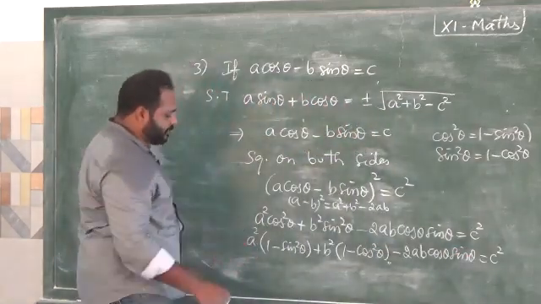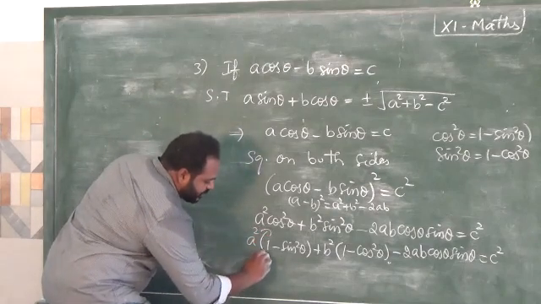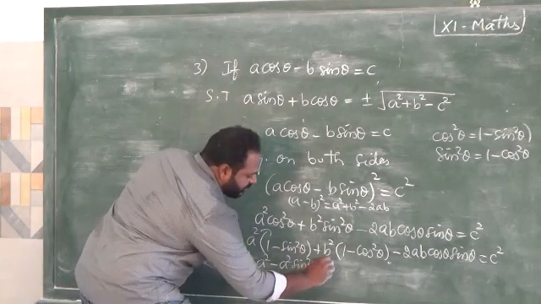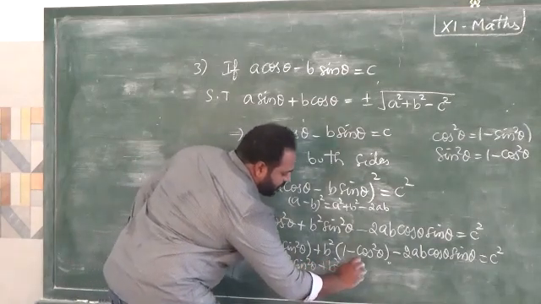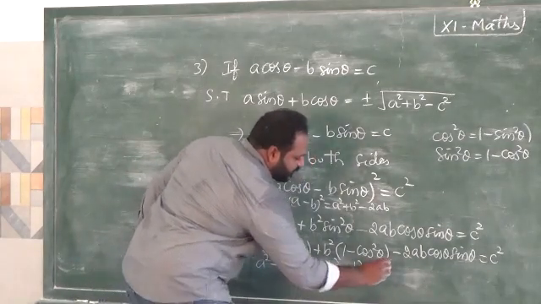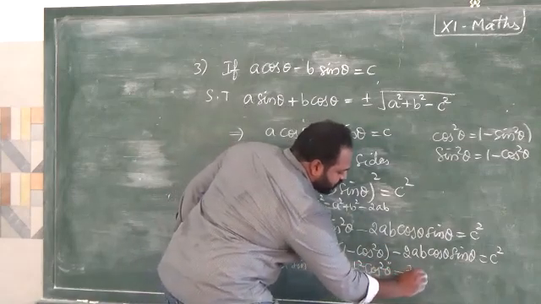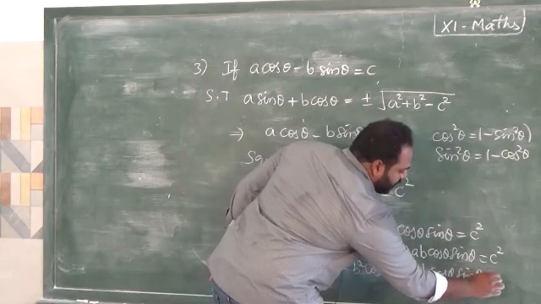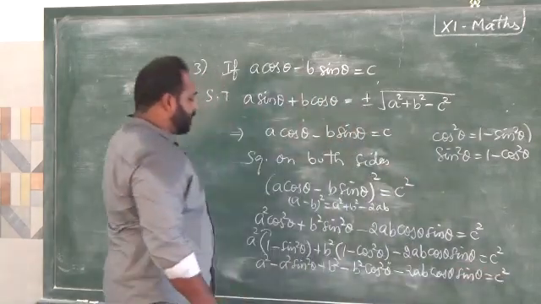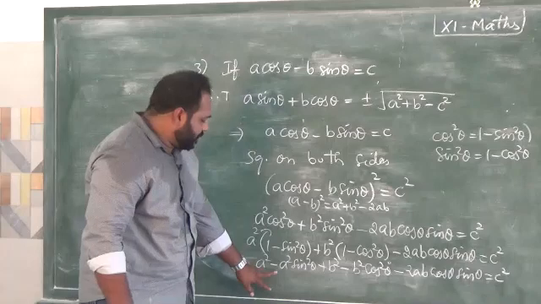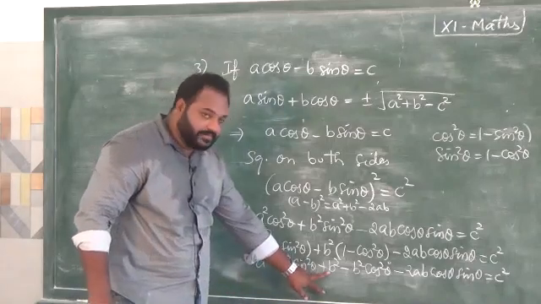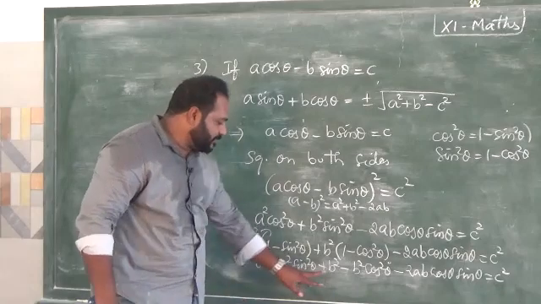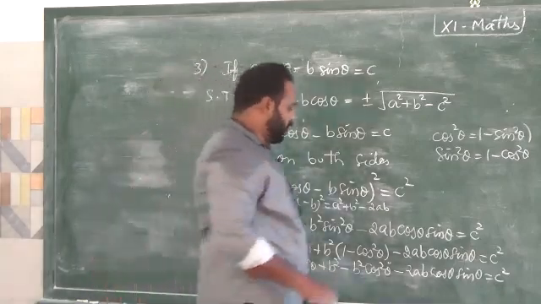So if you multiply the brackets, A square sin square theta, B square cos square theta, minus 2AB cos theta sin theta equals C square. Now look at this step. We have A square separately, B square separately. So what I am going to do is take this A square and B square alone to the other side.